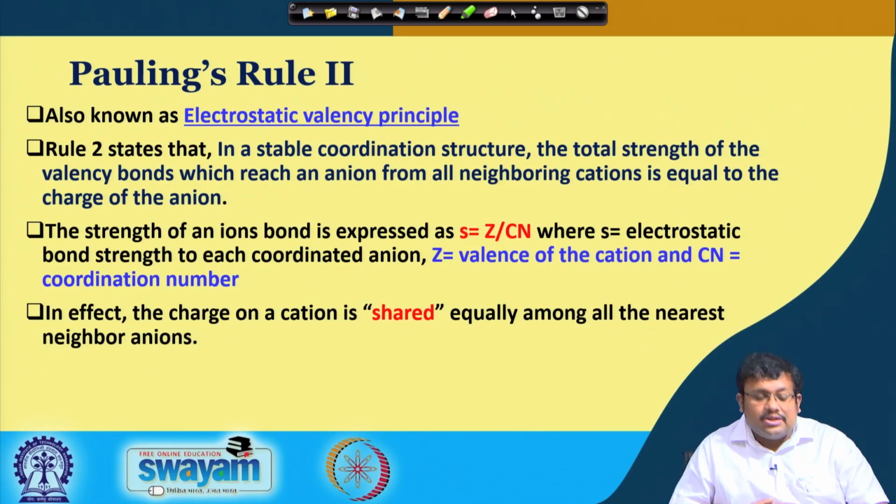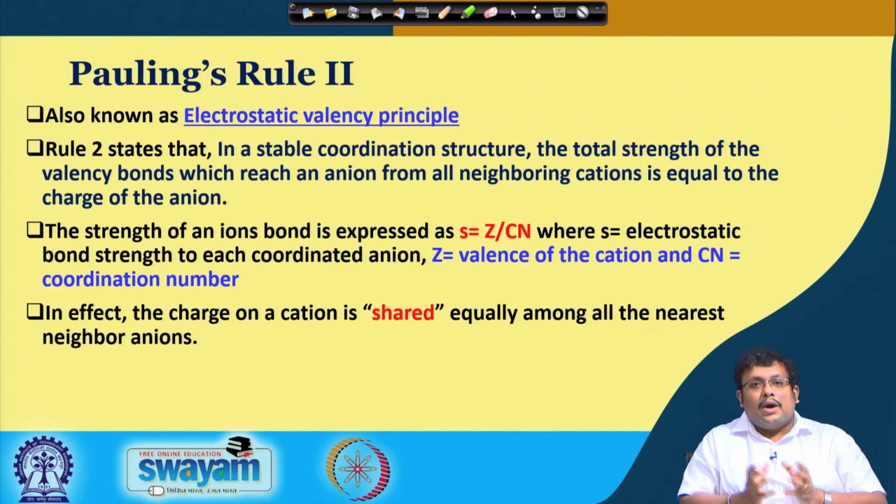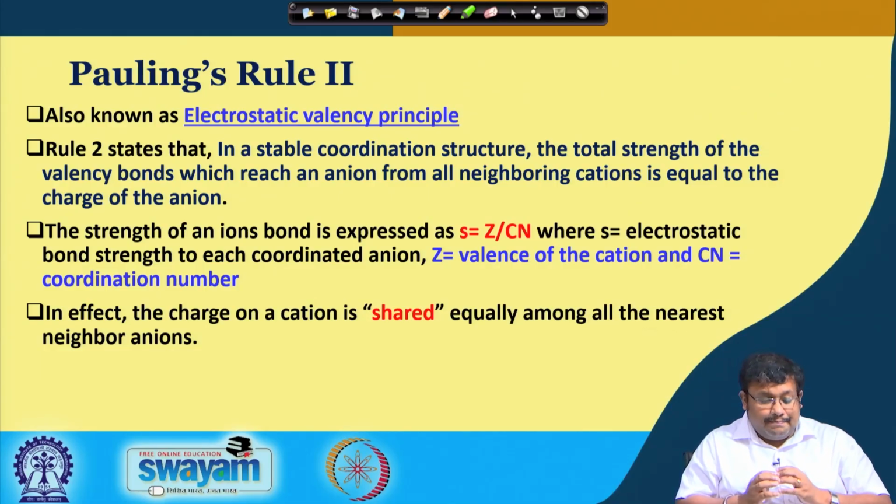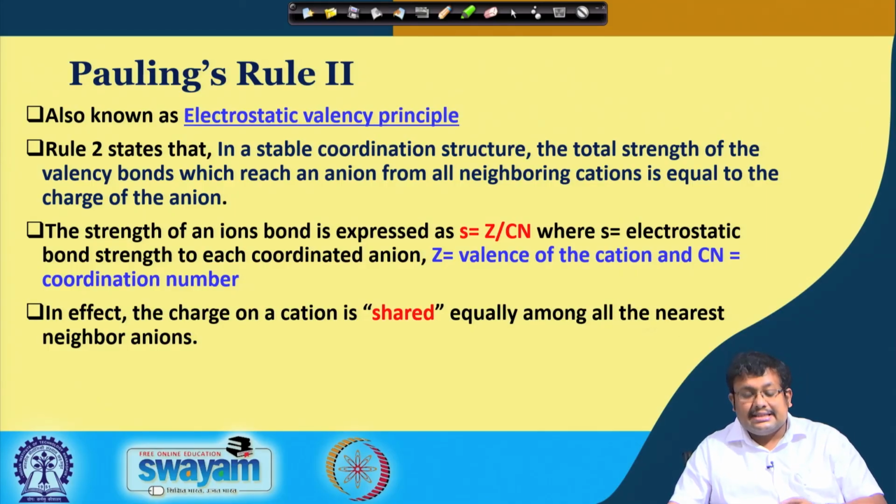Now, let us move to Pauling's rule 2, also known as the electrostatic valency principle. It states that in a stable coordination structure, the total strength of the valency bonds which reach an anion from all neighboring cations is equal to the charge of the anion. The strength of the bond is expressed as a small s, calculated as the ratio of Z to Cn, where s is the electrostatic bond strength to each coordinated anion, Z is the valency of the cation, and Cn, as you know, is the coordination number.